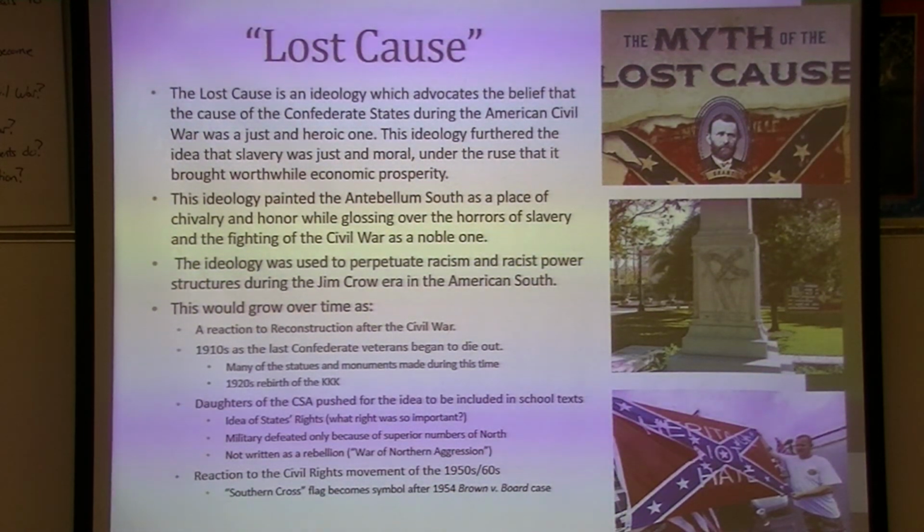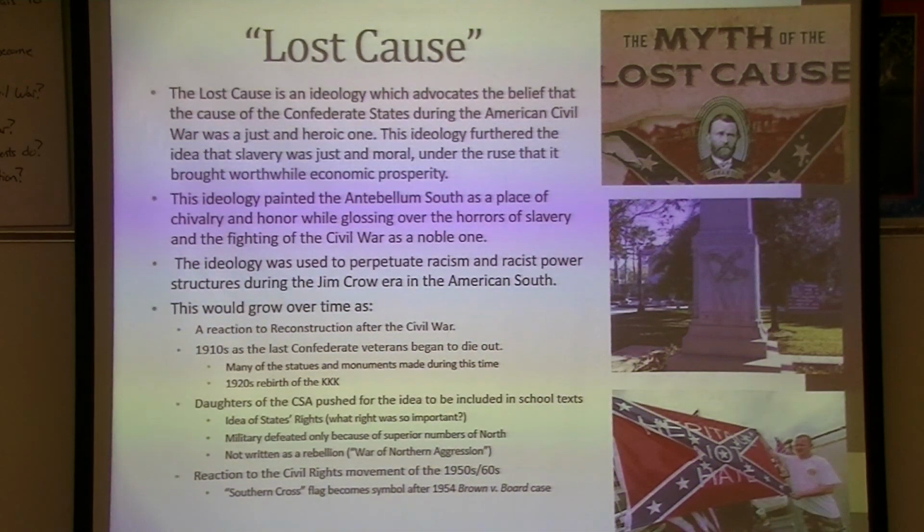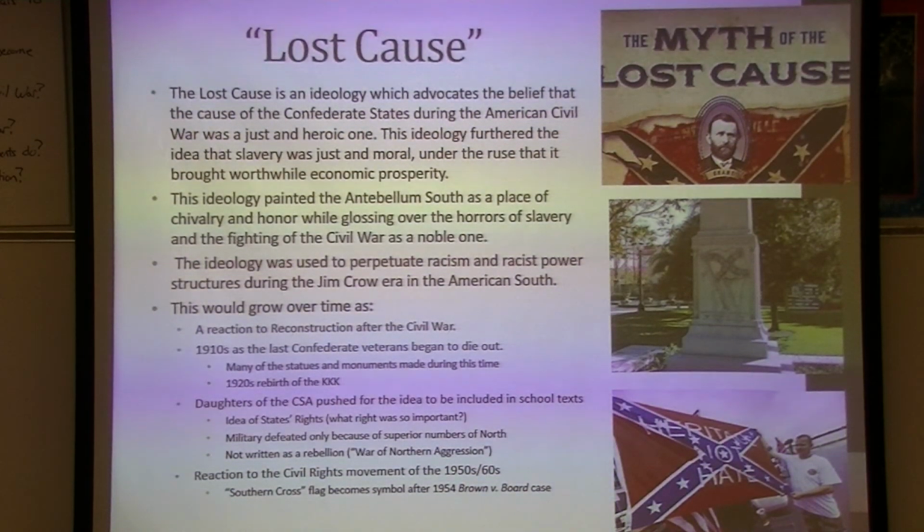When my father went to Andrew Jackson Junior High when he was younger, he never heard of a Civil War, because the books that he had called it the War of Northern Aggression. We will also have this grow in the 1950s and 60s as a reaction to the Civil Rights Movement. And later on, I'll also have a section about flags.